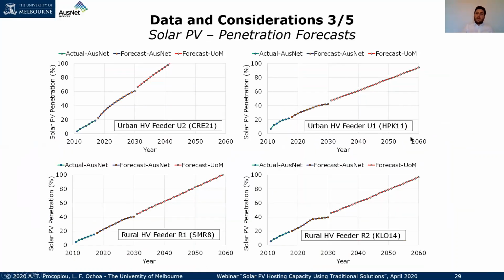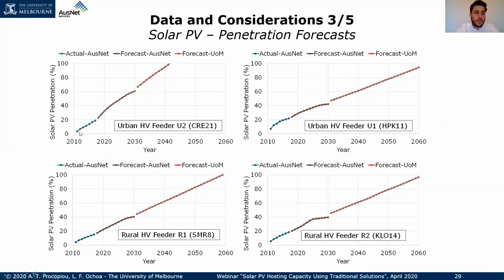So once we have this information of how we can model the behavior of the PV systems, now we have to see how we are essentially modeling the increasing penetration of PV systems in this network. And for this particular task, we're using actual forecasting information provided by AusNet Services. I will particularly focus on one of these cases here, one of the networks, an urban network.